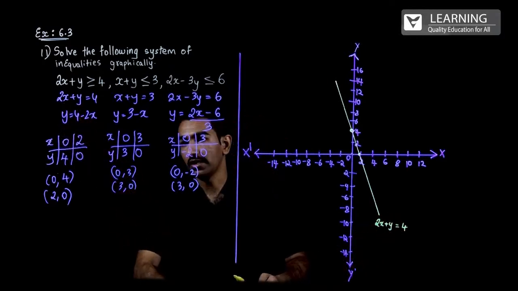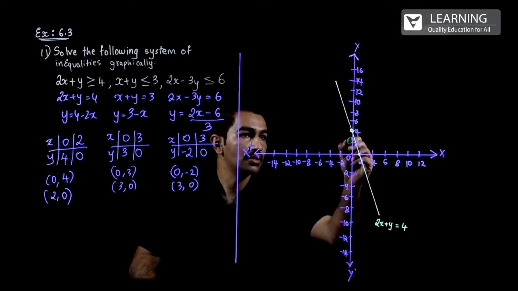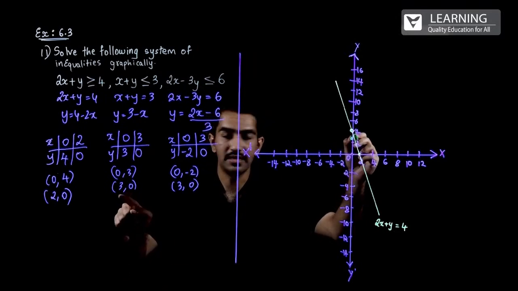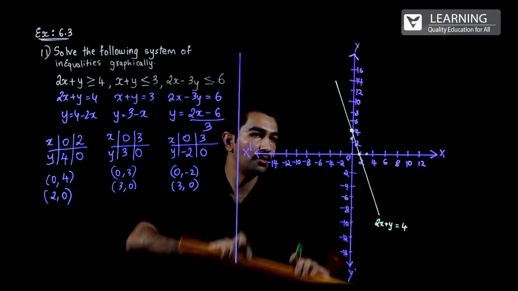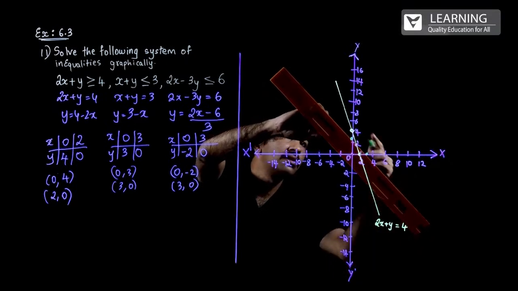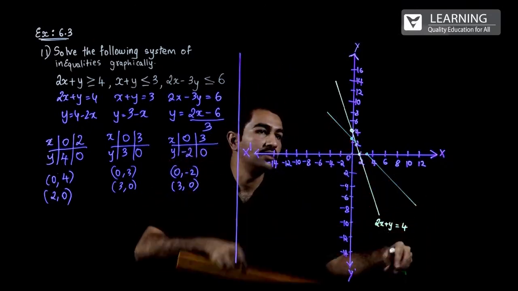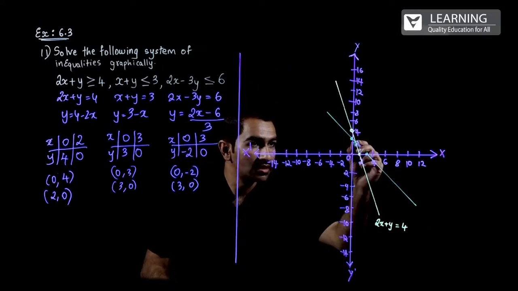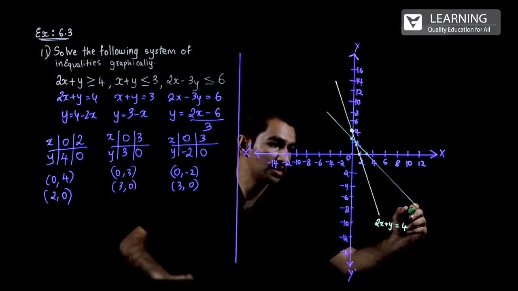Okay. Moving on to the next coordinates, 0, 3 and 3, 0. So for 0, 3, x is 0, y is 3, right? X is 0, y is 3, that point will come somewhere here. Okay, and x is 3 and y is 0, that point will come here. Join these two points by a straight line. So it will be something like this. So this equation is x plus y is equal to 3.